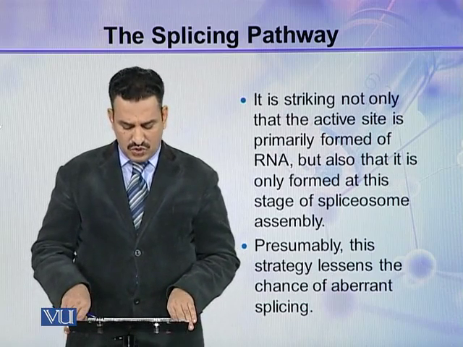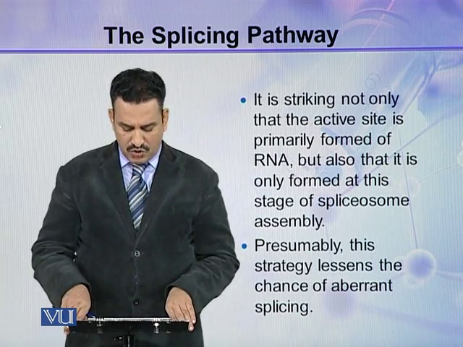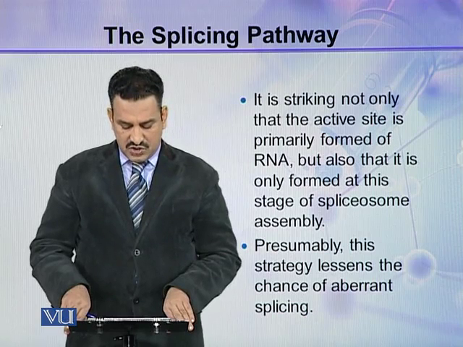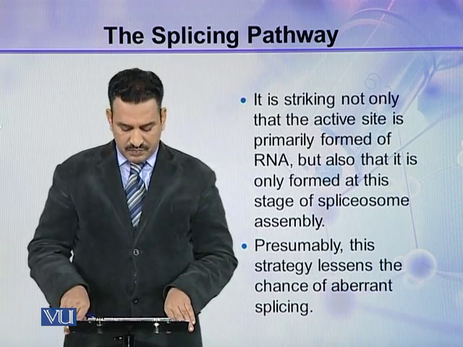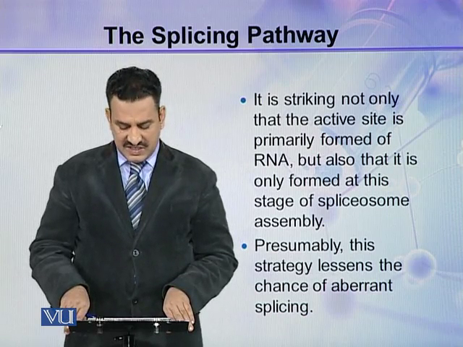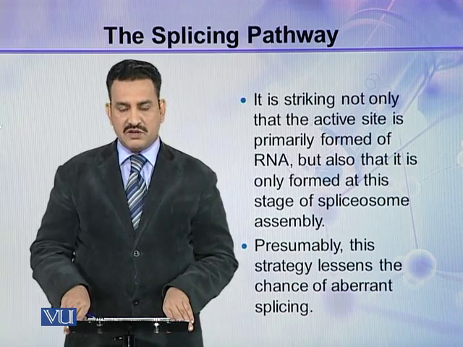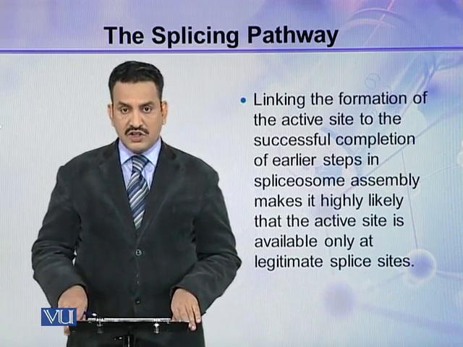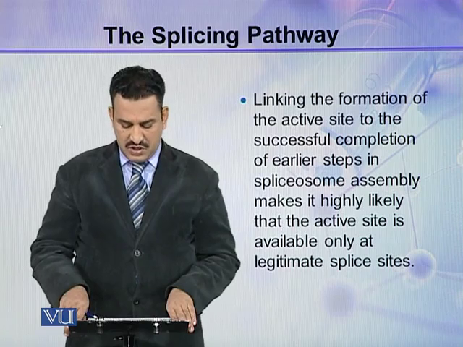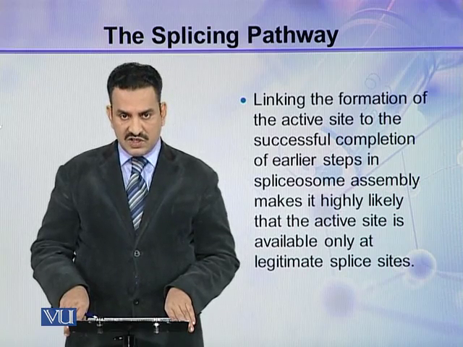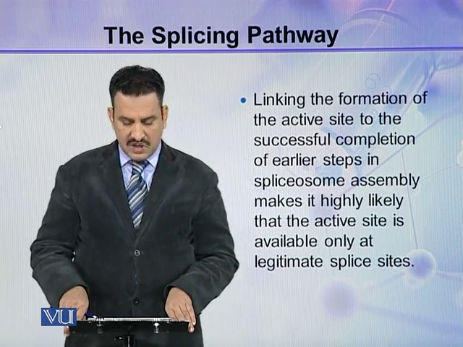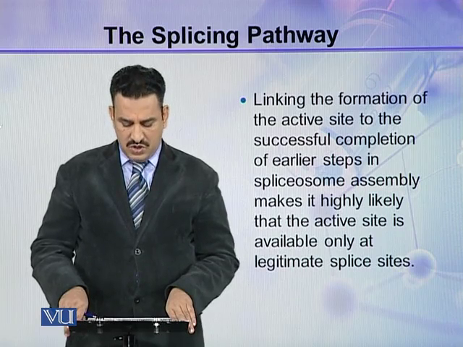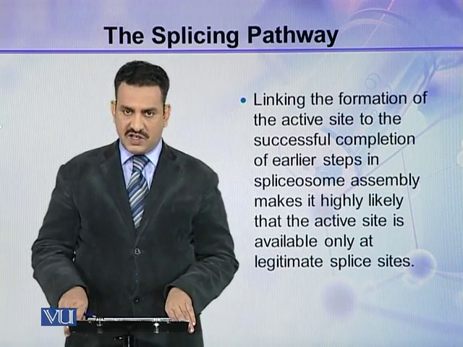It is striking not only that the active site is primarily formed of RNA, but also that it is only formed at this stage of spliceosome assembly. Presumably, this strategy lessens the chance of aberrant splicing. That is, it lessens the chances of wrong splicing. Linking the formation of the active site to the successful completion of earlier steps in spliceosome assembly makes it highly likely that the active site is available only at the legitimate splice sites.